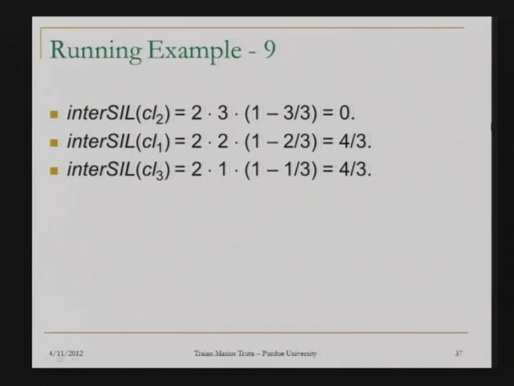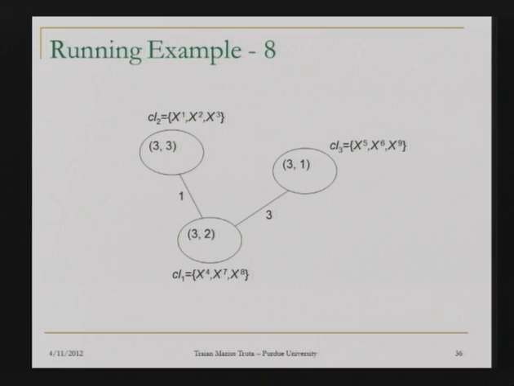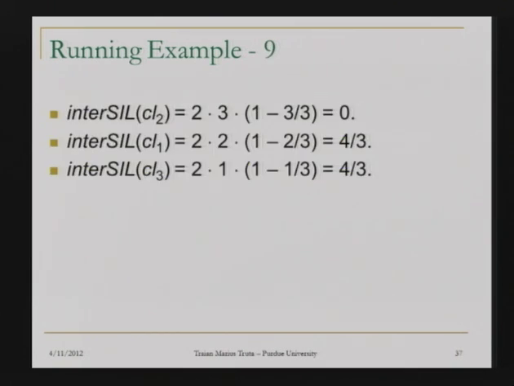Okay. So why is CL2 0? Because CL2 has 3 edges, and remember what I said in that example. When you have 3 nodes and 3 edges, you actually know the structure, so there is no information loss. If we apply our formula, we compute it and it's 0. It's exactly what we expected, correct?